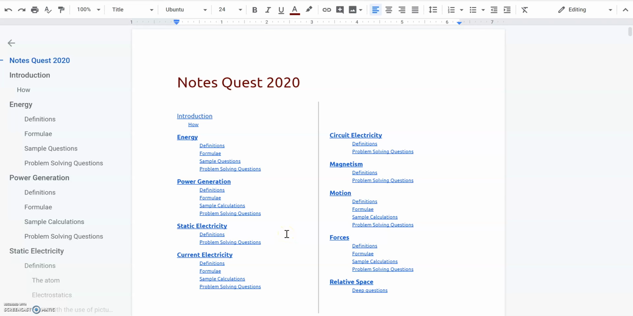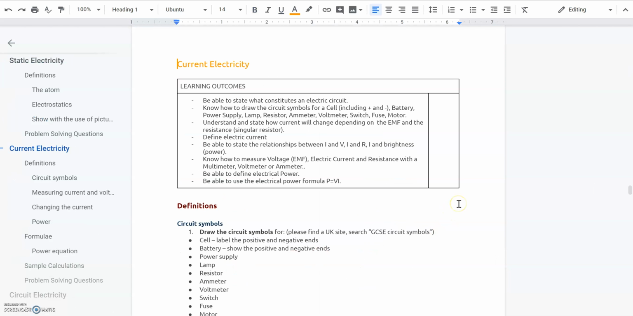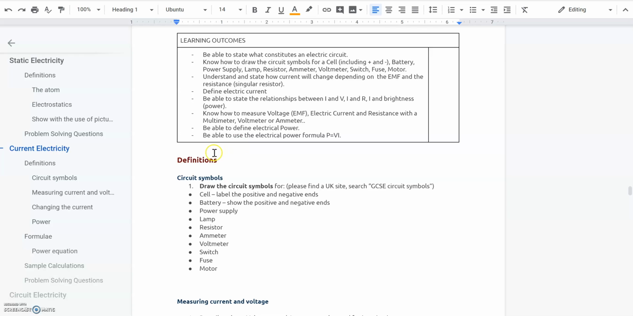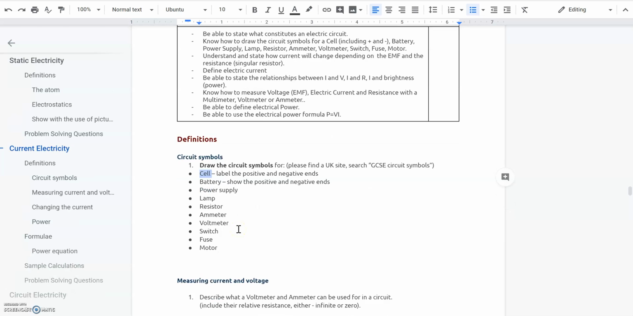In this video, we're going to look at the current electricity section of the NotesQuest. At the start of the learning outcomes, we start off with the definitions section, which starts off with circuit symbols. For this, you just need to draw the circuit symbols for these ones here. You can just look them up. If you search Google for, say, cell and circuit symbol, you'll see an image and you just need to draw that into your book.